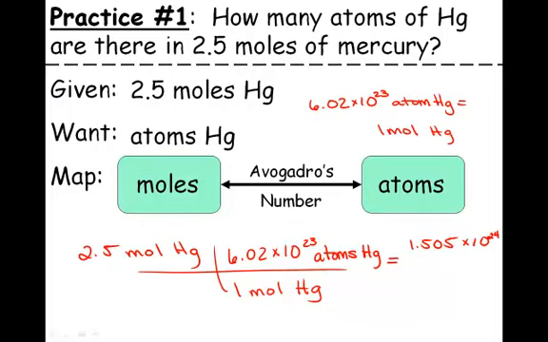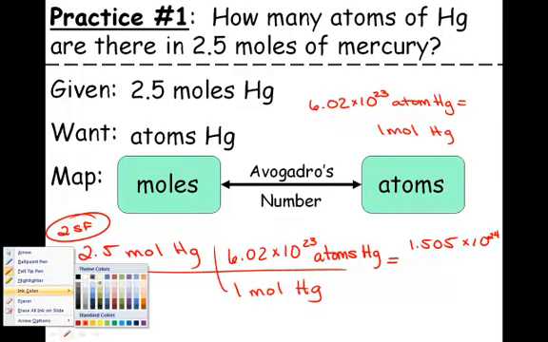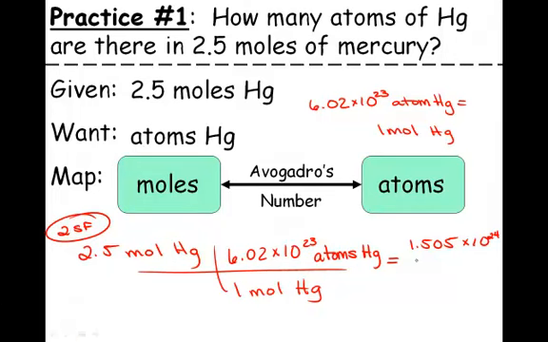.505 times 10 to the 24th. Our last step is always going to be to round significantly. Here we have two significant figures, the 2 and the 5. Our second significant figure is this first 5. So we look directly to the right. The 0 tells the 5 to stay a 5. So our final answer is 1.5 times 10 to the 24th atoms of mercury.